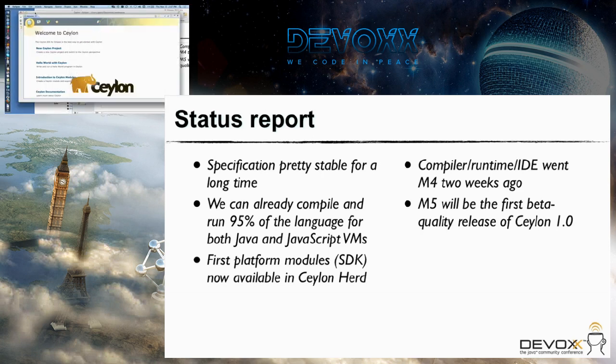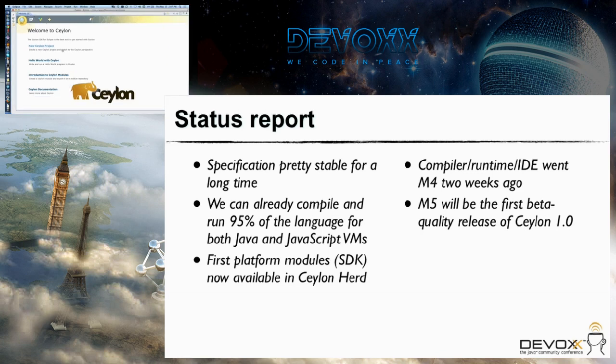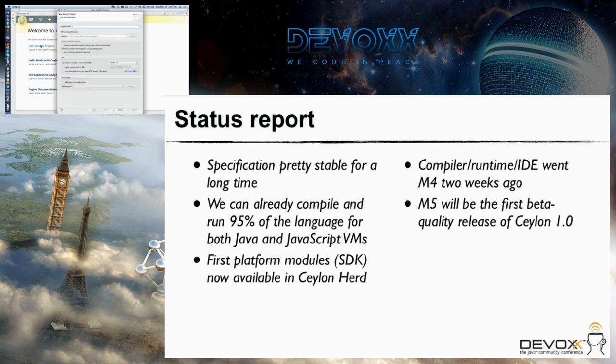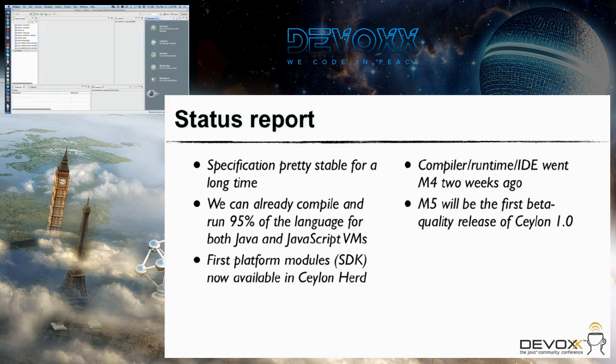So let's do something more interesting than slides. What I have here is Eclipse, and I installed the Ceylon plugin from our Eclipse update site, and this is what you're going to see when you first install the plugin. So let's get started with something silly and write an application which prints hello. We'll create a Ceylon project. This will take me to the Ceylon perspective in my IDE. And I'm going to need a source file. We'll call it hello, of course.